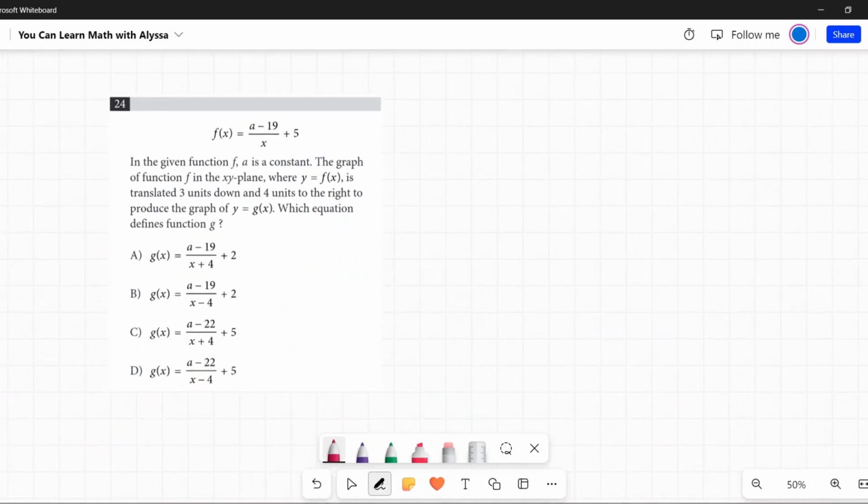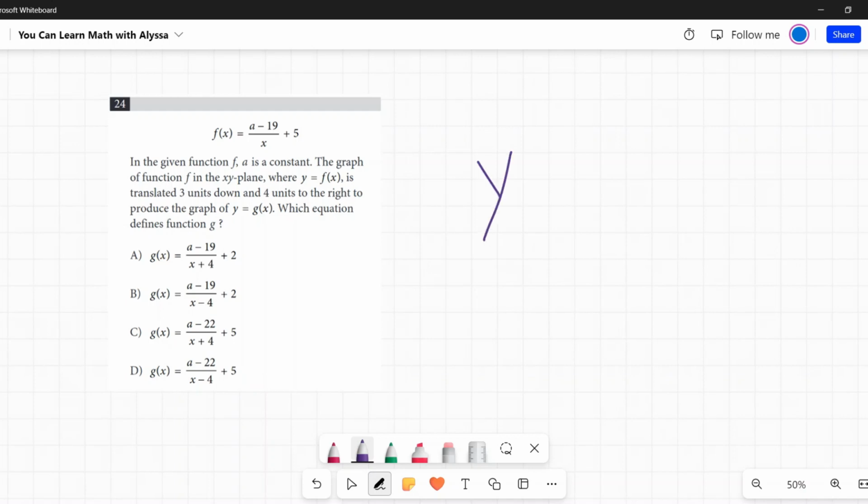Moving on, number 24, f of x equals a minus 19 over x plus 5. In the given function f, a is a constant. The graph of function f in the xy plane where y equals f of x is translated 3 units down and 4 units to the right to produce the graph of y equals g of x. Which equation defines the function g? The concept has come up several times in this module.